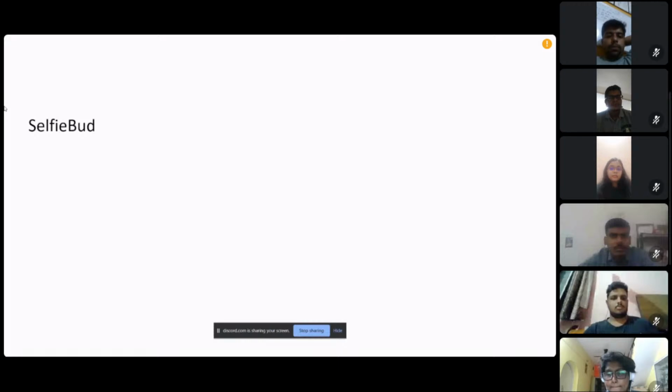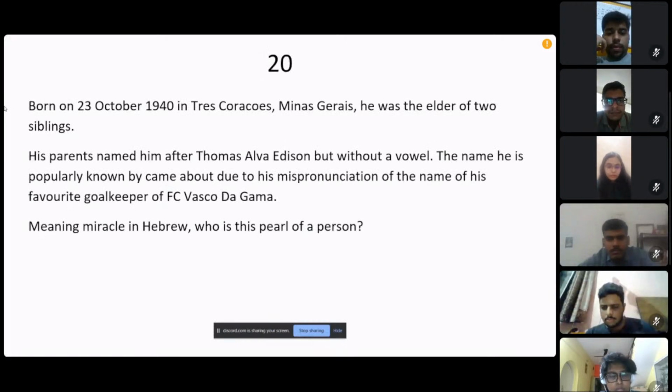On October 23, 1940, he was born in Minas Gerais. He was the elder of two siblings. His parents, after their wedding, named him, but he is popularly known by a name that came about due to his mispronunciation of the name of his favorite goalkeeper of FC Vasco da Gama. Meanwhile, his name means miracle in Hebrew. Who is this pearl of a person?